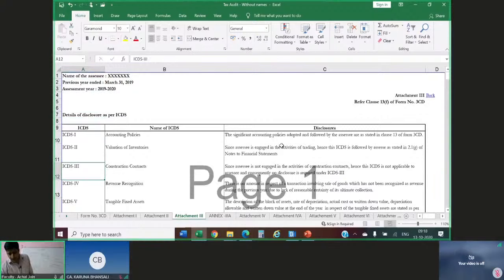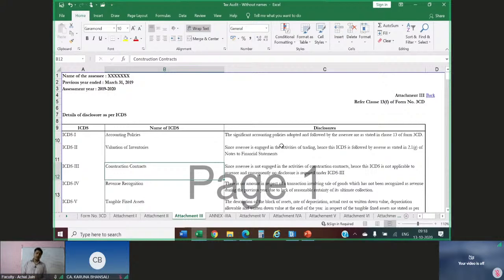Number 3. Now this can be another important point to understand. ICDS 3 deals with construction contracts. And we are talking about an entity right now which is into trading business. So will an entity doing trading business be required to get into construction contracts? The answer is no. They will not be required to get into any sort of construction contracts. Means these two are completely different.